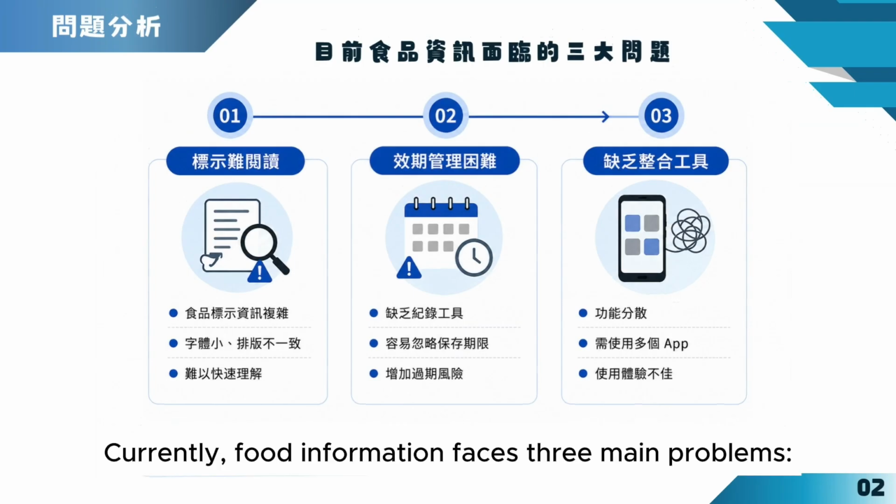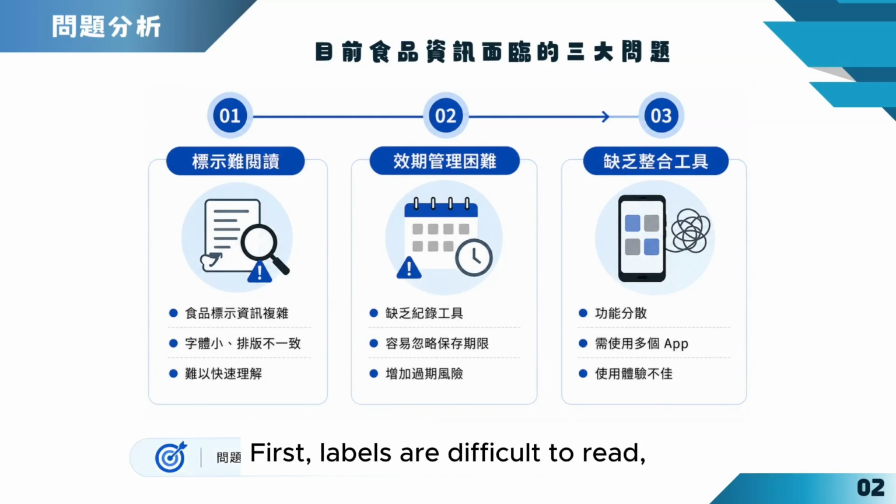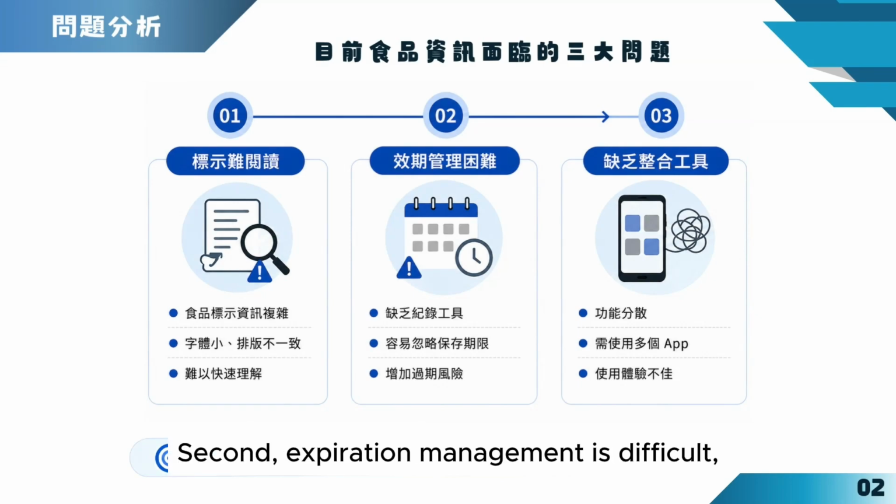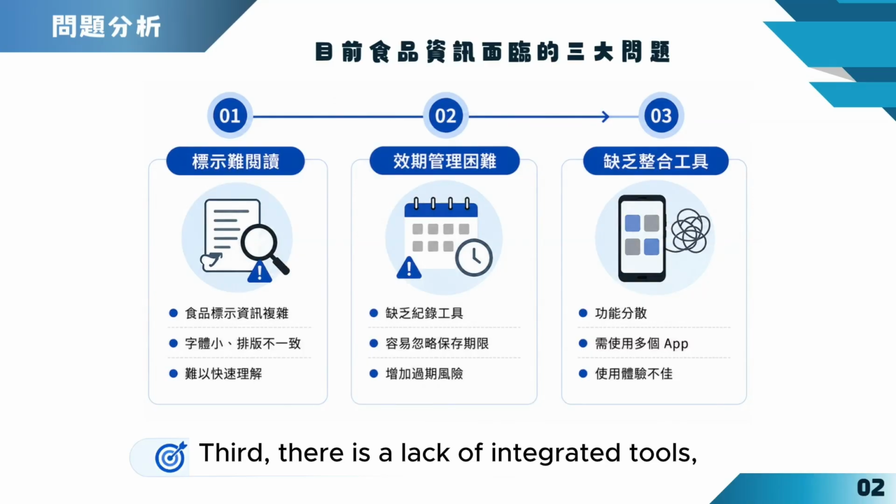Currently, food information faces 3 main problems. First, labels are difficult to read, being complex and inconsistent. Second, expiration management is difficult, as users often forget about their food items. Third, there is a lack of integrated tools, requiring users to use multiple apps for management.